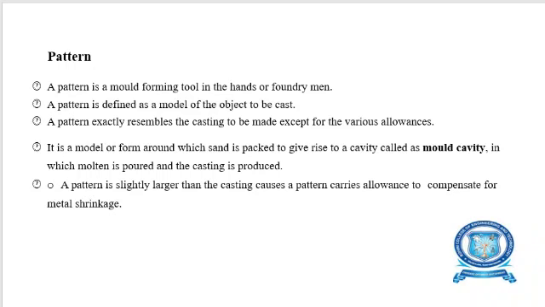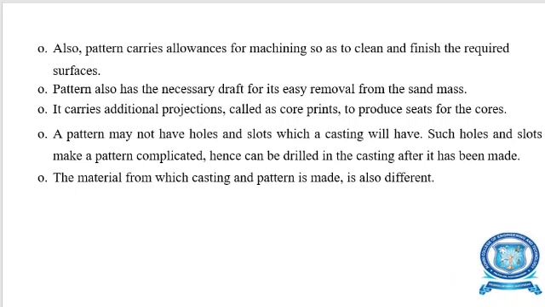The pattern is slightly larger than the casting because a pattern carries allowance to compensate for metal shrinkage. Also, a pattern carries allowance for machining so as to clean and finish the rough surface. A pattern also has the necessary draft for its easy removal from the sand.